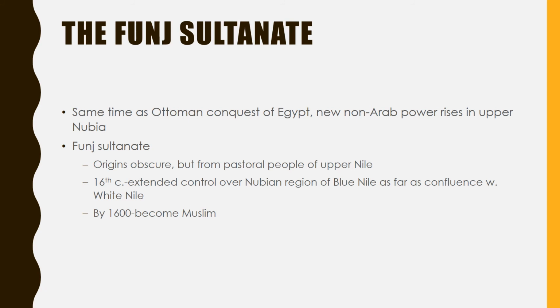So at the same time as the Ottoman conquest of Egypt is occurring, there is a new non-Arab power in Upper Nubia. It's the Funj Sultanate. The origins of this sultanate are pretty obscure, but they are probably from a group of pastoral people of the Upper Nile. By the 16th century, they extend control over the Nubian region between the Blue Nile as far south as the confluence of the White Nile, and by the 1600s they become Muslim due to that influence from the north from now Muslim Egypt.